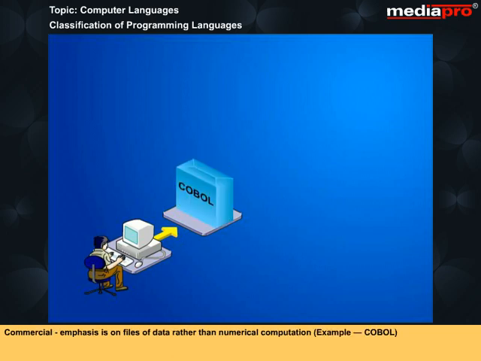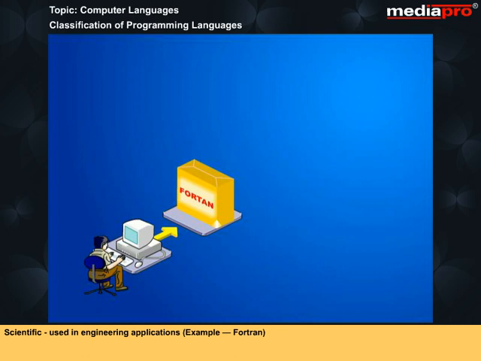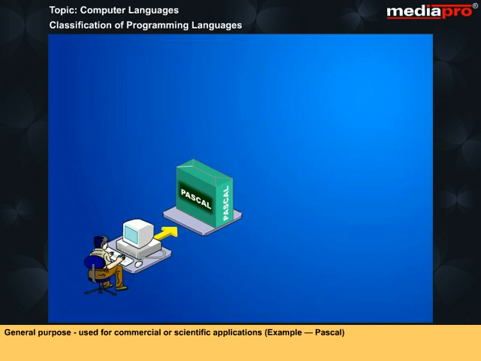Commercial, emphasis is on files of data rather than numerical computation. Example, COBOL. Scientific, used in engineering applications, for example, Fortran. General purpose, used for commercial or scientific applications, for example, Pascal. Interactive, specially developed for terminal use, example, BASIC. Systems programming, used for developing utility programs for hardware, for example, C.